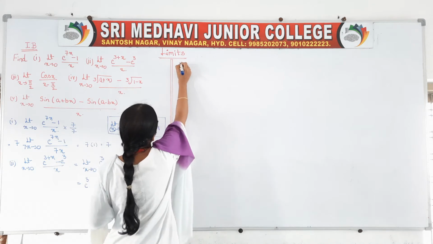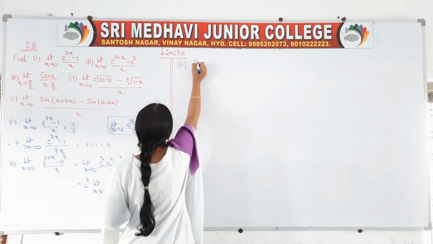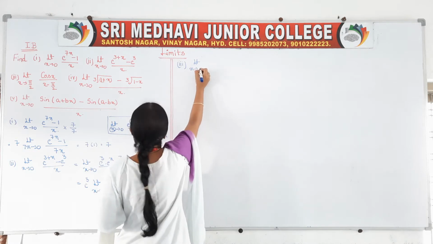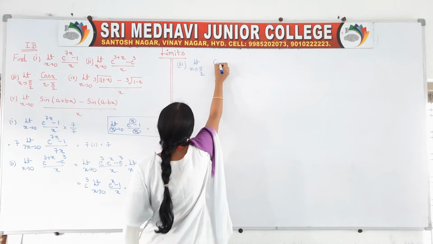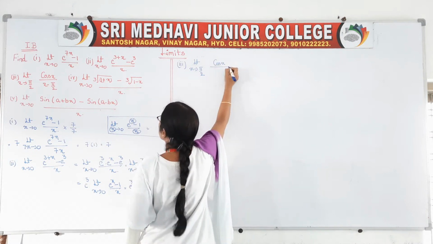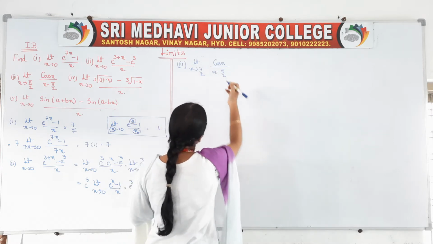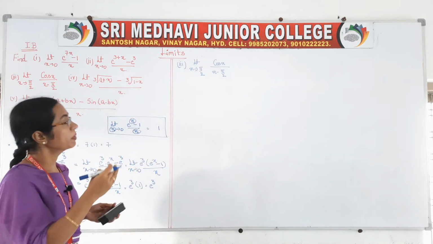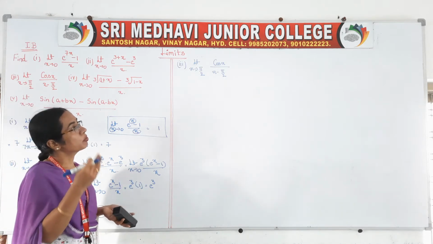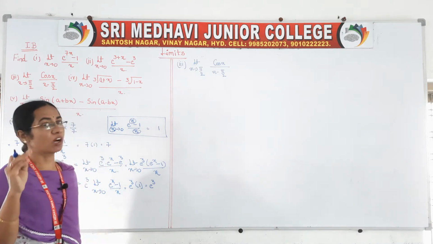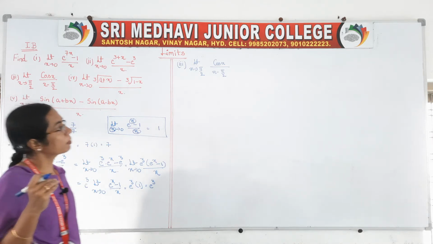Now come to the third one. What is that? Limit x tends to pi by 2, cos x by (x minus pi by 2). If you observe this problem, it looks a little bit complex, but we can convert it into any standard formula form. So how can we convert it into a standard formula form?